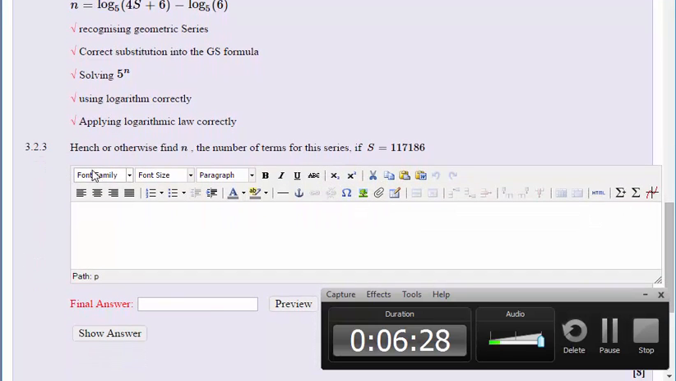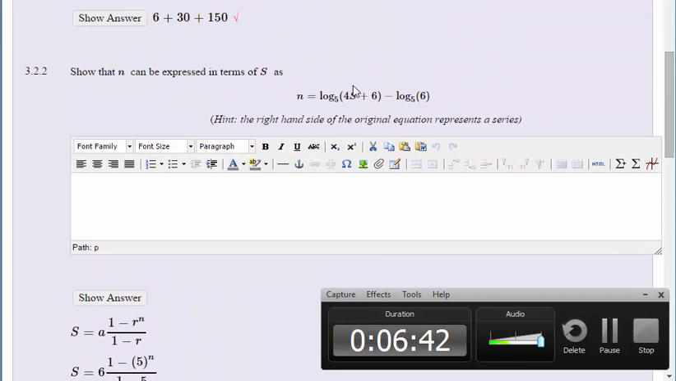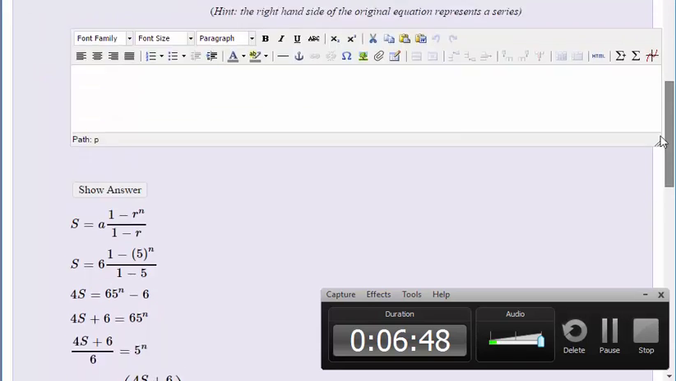Now, hence or otherwise, find the number of terms in this series. So you could have done it in a different method, okay? But it only counts 2 marks. But still, you have a formula here. We've worked out a formula for the number of terms. So they give me s. So all I do is I substitute in there.